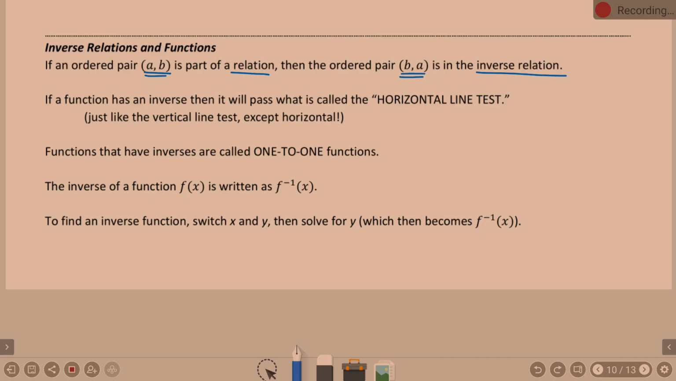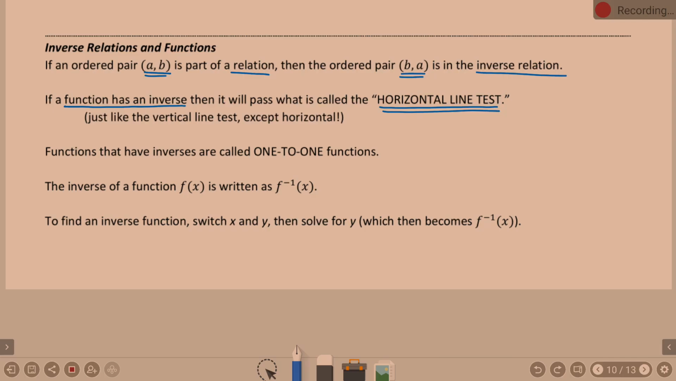If a function has an inverse, we're going to introduce something called the horizontal line test. Not every equation is guaranteed to have an inverse, but if it does, it passes what is called the horizontal line test. What's the horizontal line test going to be? You draw a horizontal line, and if it passes the horizontal line test, that means it only crossed through the graph once. We'll practice. So it's just like the vertical line test, except horizontal.